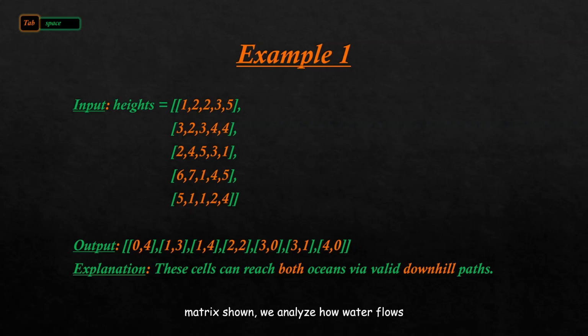Given the height matrix shown, we analyze how water flows based on the height difference between cells. From certain cells like 0,4, 1,3, and 2,2 and others, water can reach both the Pacific and Atlantic sides. This happens because there are valid downhill paths connecting them to each ocean boundary. The output lists all such coordinates that satisfy the condition.